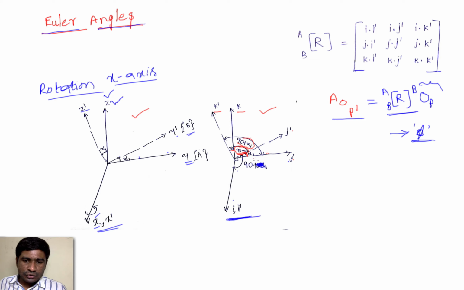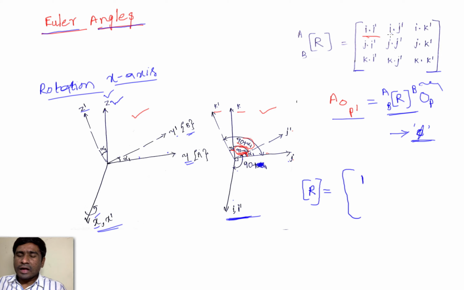So if I substitute these values in our rotational equation, then what happens? Now I will write here, R equals, i dot i dash, that is a cos 0 degrees. The dot product is nothing but a cos of the angle between these two vectors, here in this case 0 degrees. So this is 1, cos 0 equals 1.